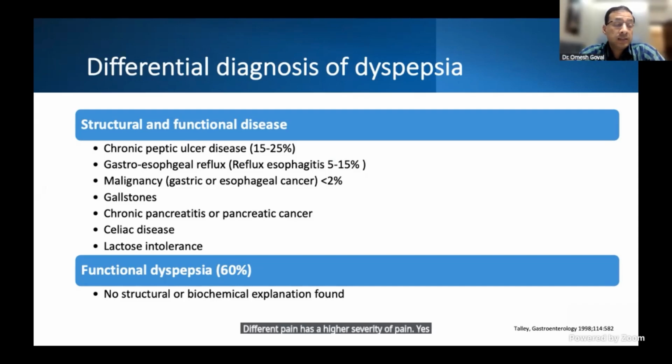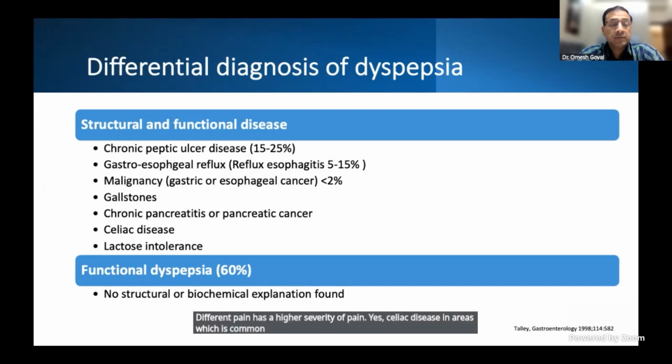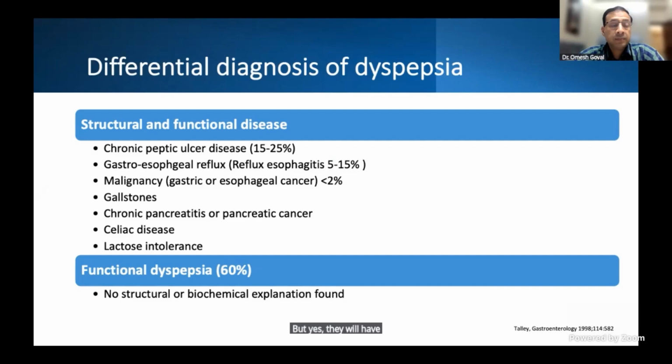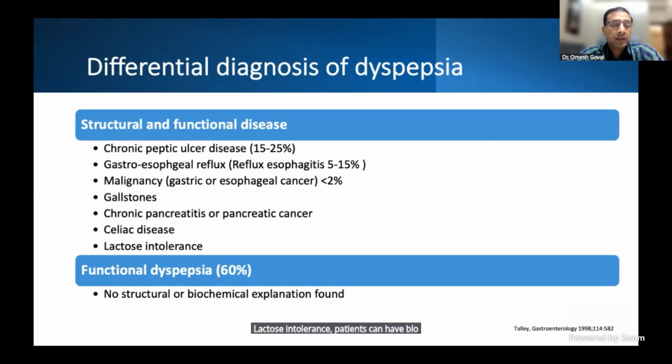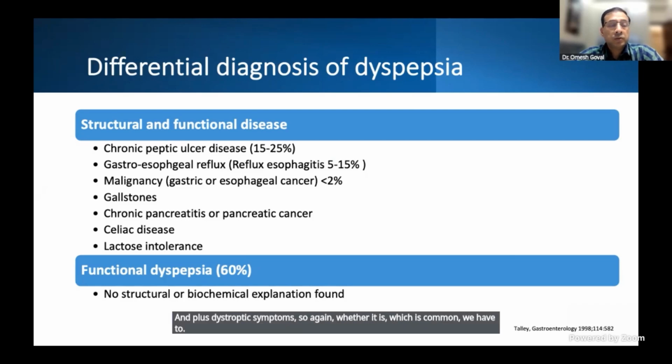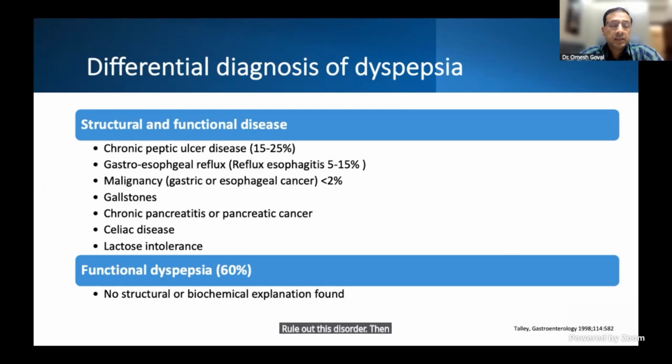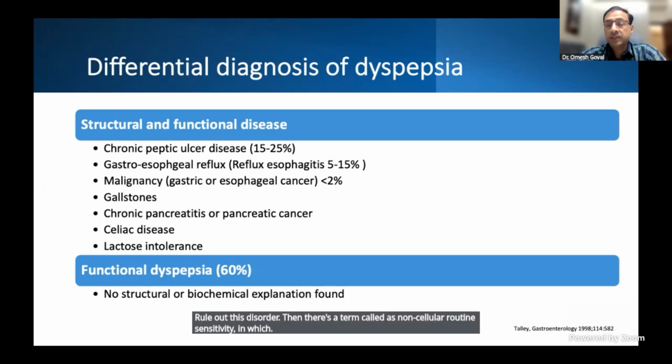Yes, celiac disease, in areas where it is common, as in northern India, can present with just dyspepsia alone. They might not have diarrhea, but yes, they will have anemia, which can give us a clue to an underlying organic disorder. Lactose intolerance patients can have bloating, more of bloating plus dyspeptic symptoms. So again, in areas where it is common, we have to rule out this disorder. Then there's a term called non-celiac gluten sensitivity, in which the markers of celiac are negative.